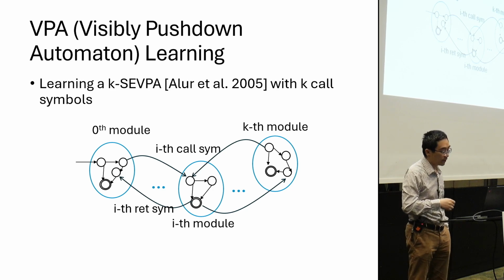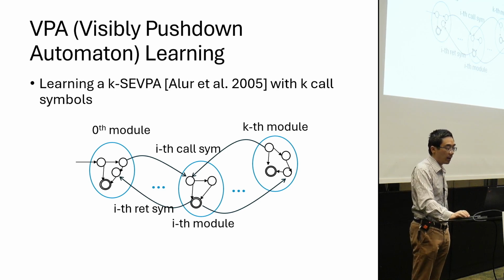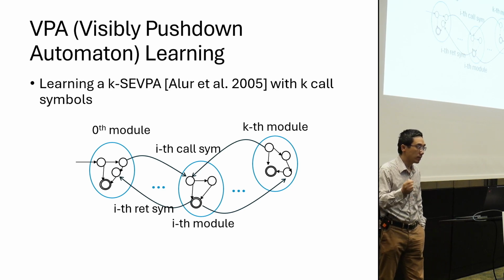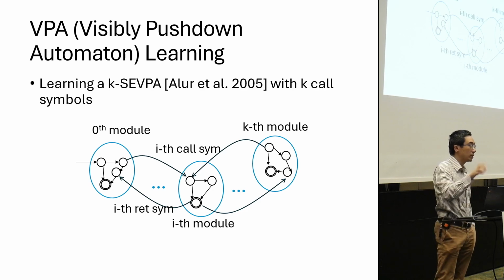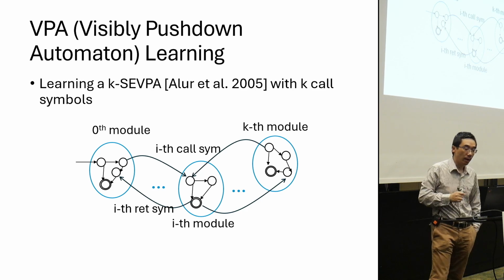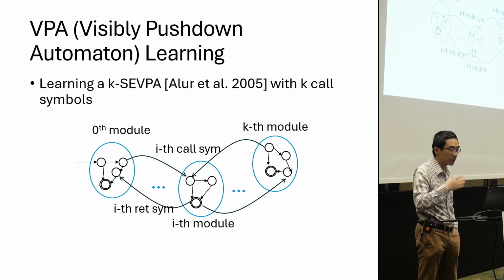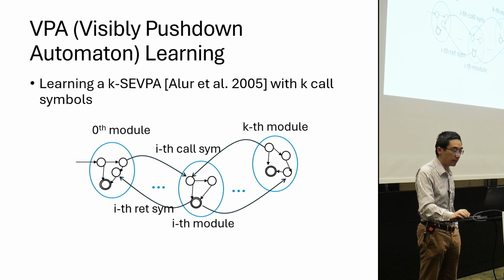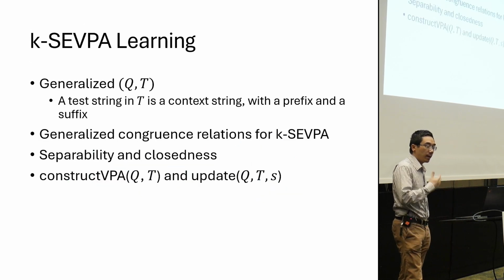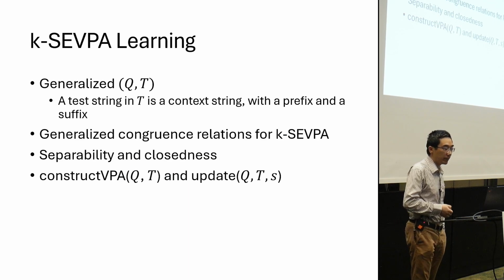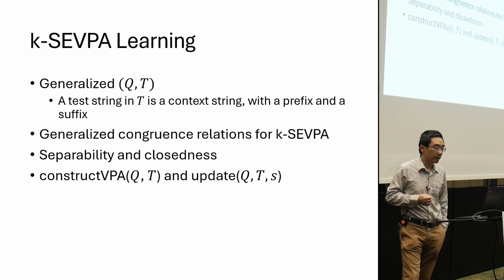And whenever the ith return symbol is encountered, the ith module returns to the caller module. So in the running of the VPA, you need to use a stack to remember the encountered call symbols so that you can return to the caller. Okay, so that's called a K single entry VPA. And we adapt the L star algorithm for learning a K single entry VPA. So we have to generalize many definitions here.